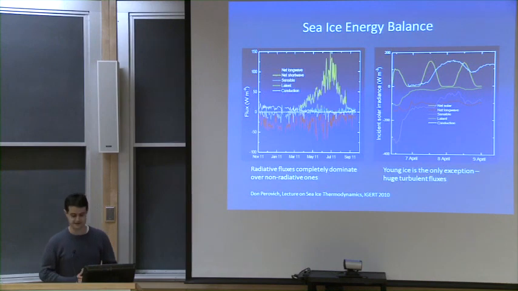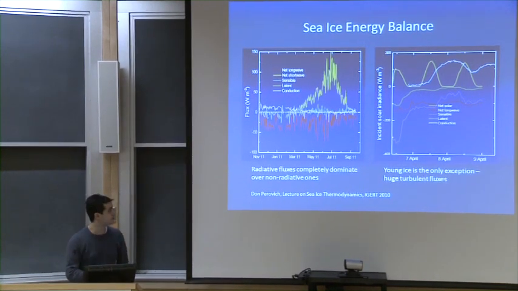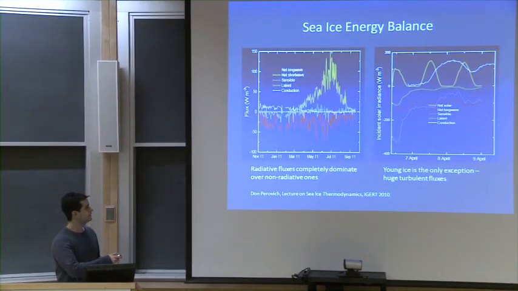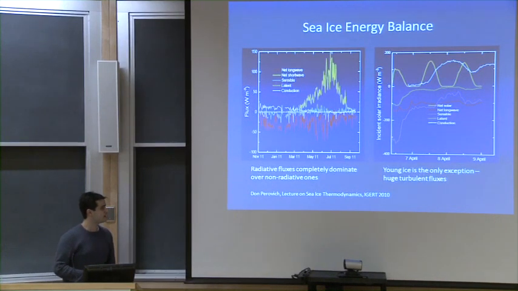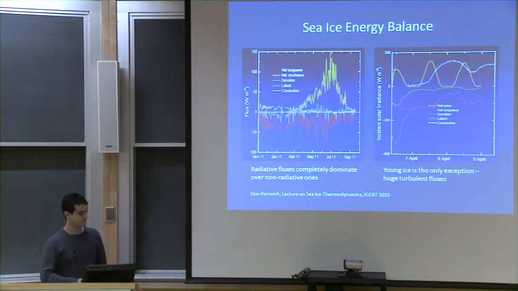Moving on to sea ice now, what are the differences? Let's first focus on the plot on the left-hand side. Here we have the exact same fluxes, and as you can see, the radiative fluxes are quite similar to what we see in the ice sheets. Again, the shortwave and the longwave, same pattern and similar magnitude. However, one striking difference is that the non-radiative fluxes are very small. The radiative fluxes completely dominate over the non-radiative ones. And that is generally the case for sea ice.